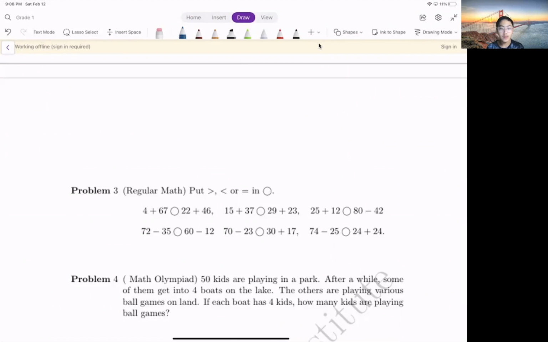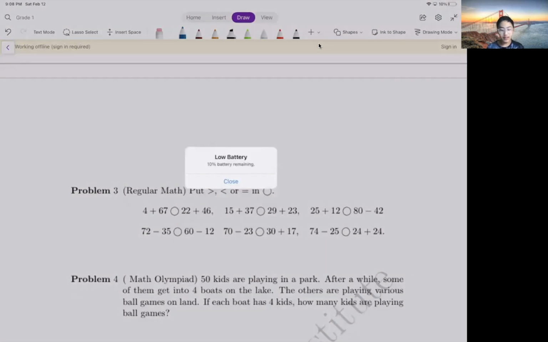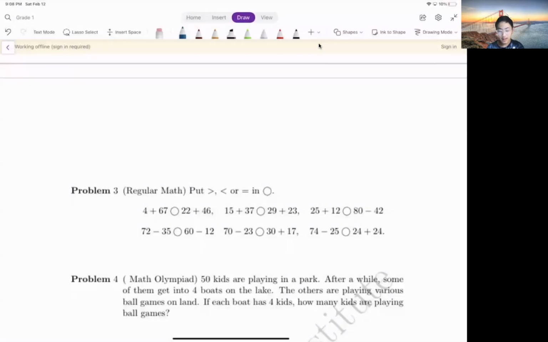For the first equation, we see that 4 plus 67. Well, we know that 4 plus 67 should be 71, and 22 plus 46 should be 68. So we know that 71 is greater than 68. For the second equation, we see that 15 plus 37 is 52, and 29 plus 23 is also 52. So therefore, this is the equal sign.